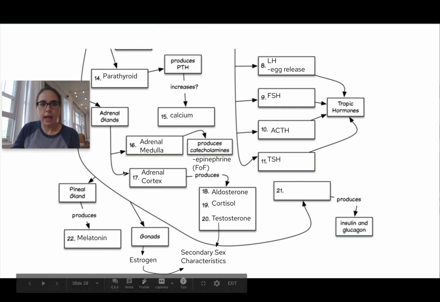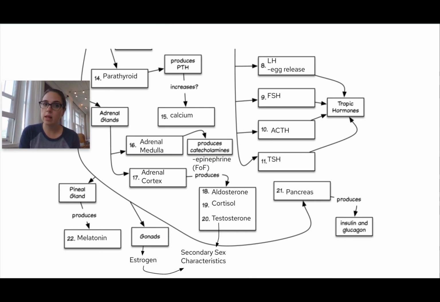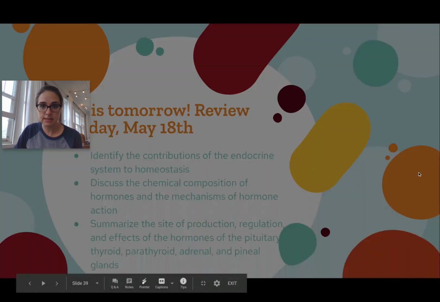All right, and then moving on along here, the gland that produces insulin and glucagon is the pancreas. And your pancreas is part of the digestive system as well, but it produces hormones, and so it's included in this unit. I do believe that's it.